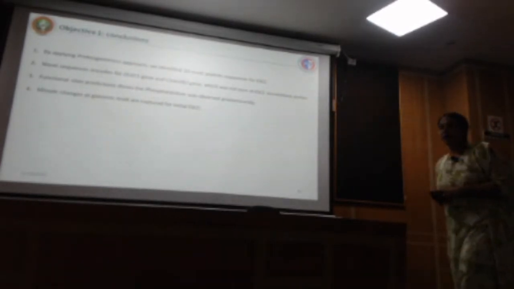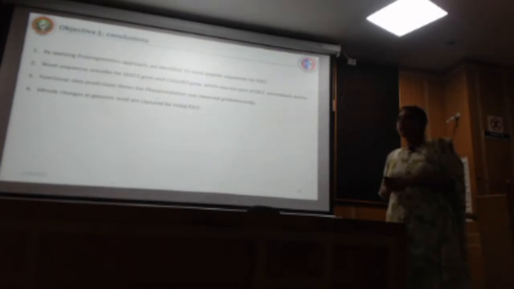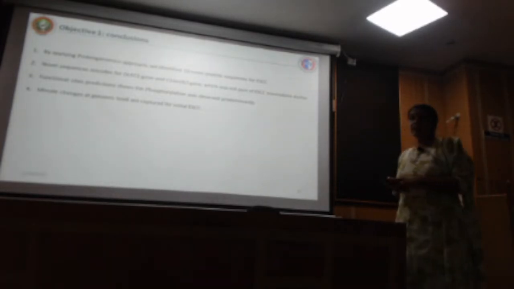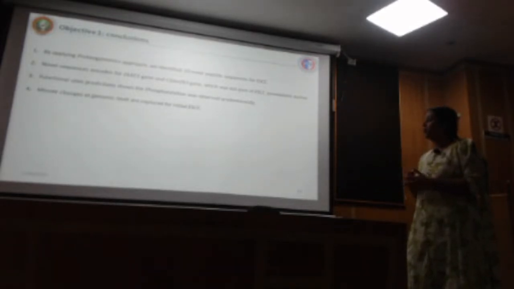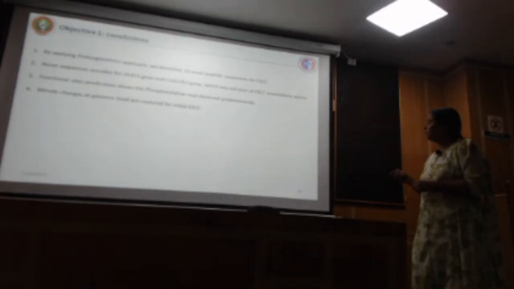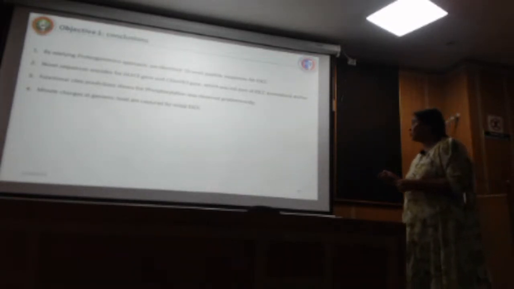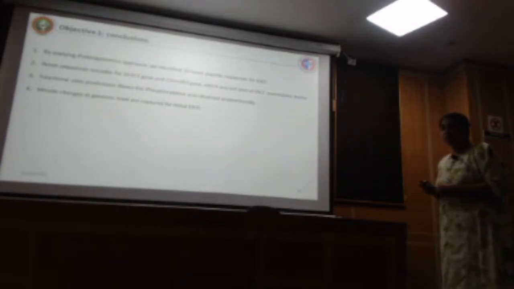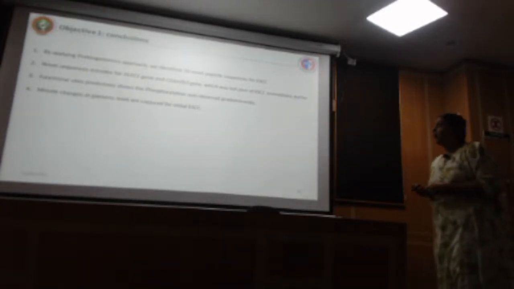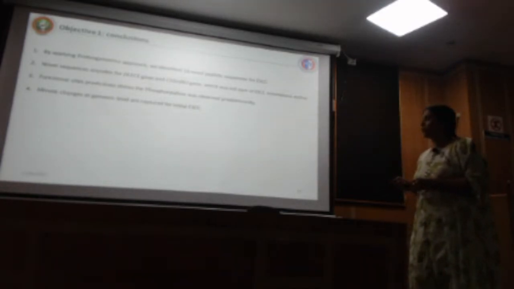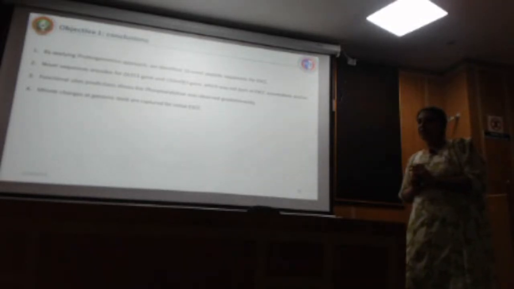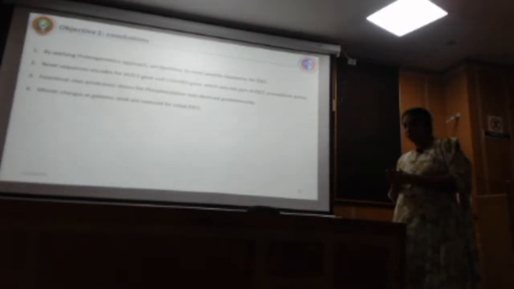So coming to the conclusion, by applying the proteogenomic approach, we have identified 16 novel distinct peptide sequences for ESCC, and these novel sequences encode for two genes, the LDC1 and C6162 genes, which were not part of ESCC annotations earlier. We also predicted the functional sites, and phosphorylation was seen predominantly. And here we are recording the minute changes at the genomic level, which are being captured using the proteogenomic approach.